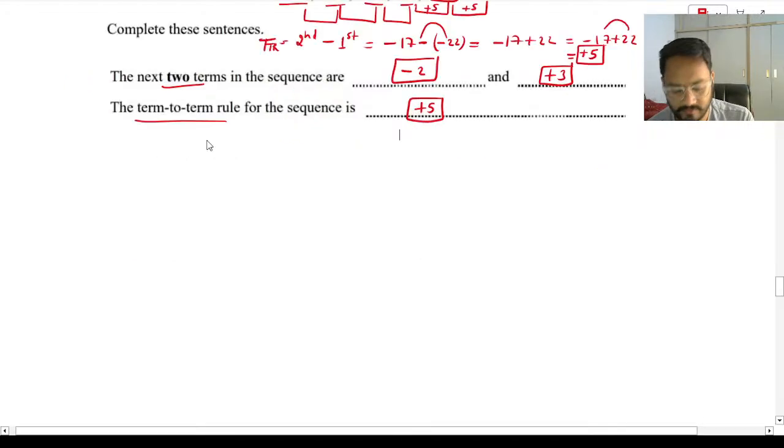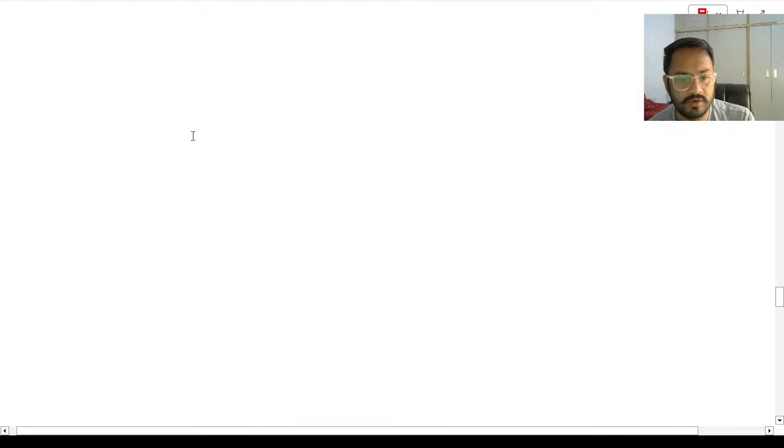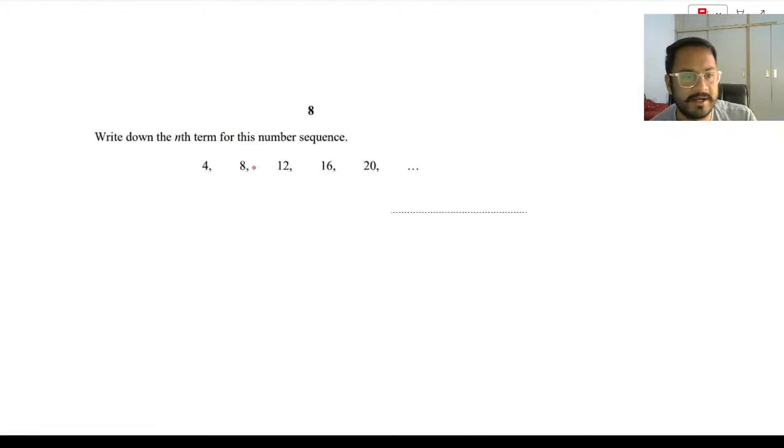Okay, very good. Now coming to the next question, very easy. Write down the n term rule for this sequence. So you need to find the n term rule, right? 8 minus 4 will be equal to 4. 12 minus 8 will be equal to 4. So the term to term rule will be, yes Lekhansh, you're correct.